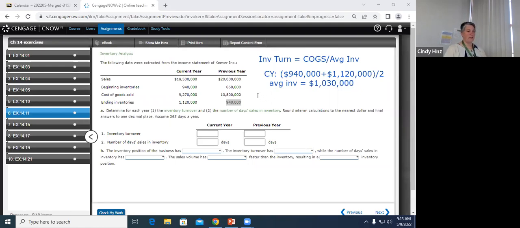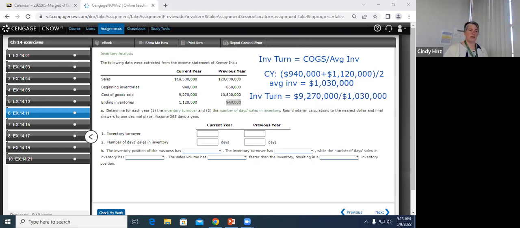So now we have the average inventory. We can go ahead and calculate the inventory turnover by taking the cost of goods sold. Again, we're working on the current year here. And then dividing that by the average inventory.